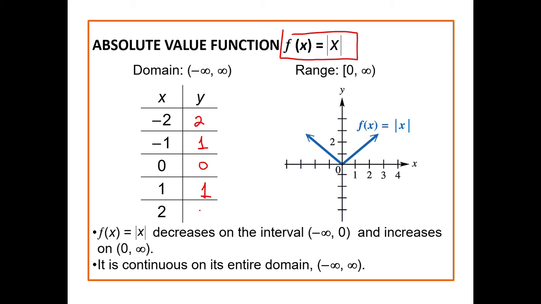Absolute value of 2 is 2. And we'll start by plotting the points negative 2, comma 2, negative 1, 1, 0, 0, 1, 1, and 2, 2. So we have a V shape for the absolute value function.